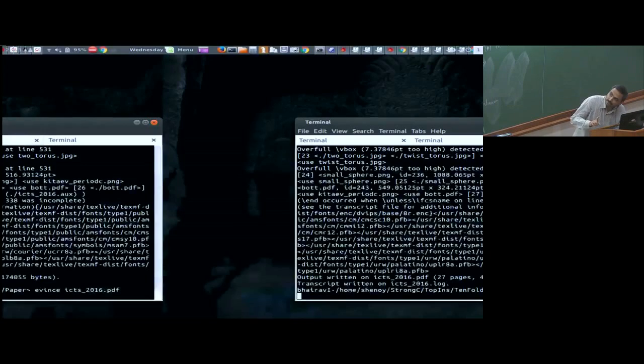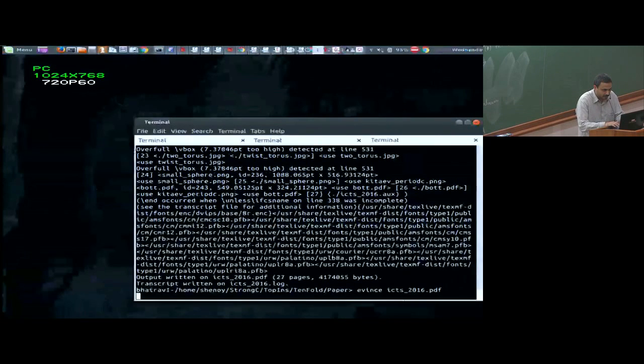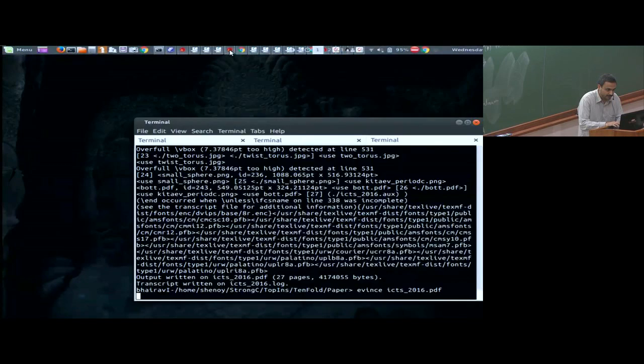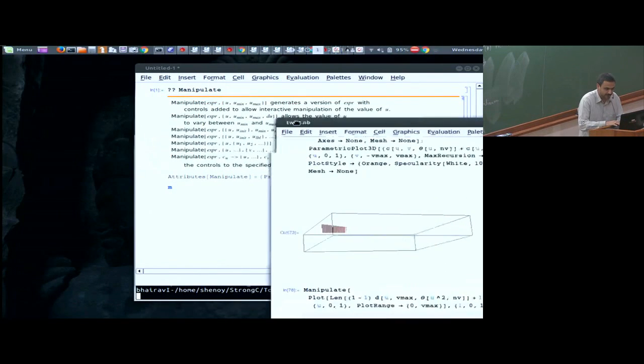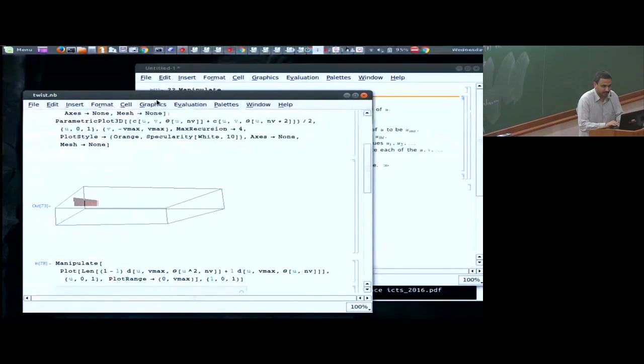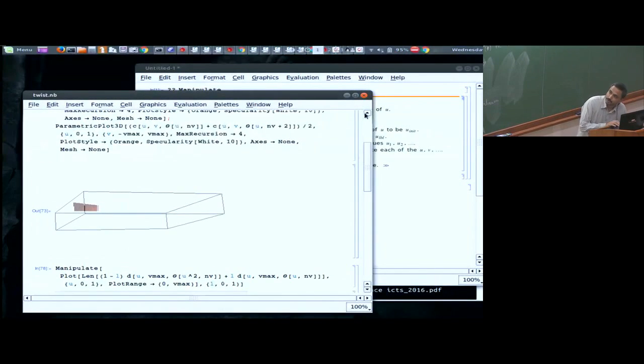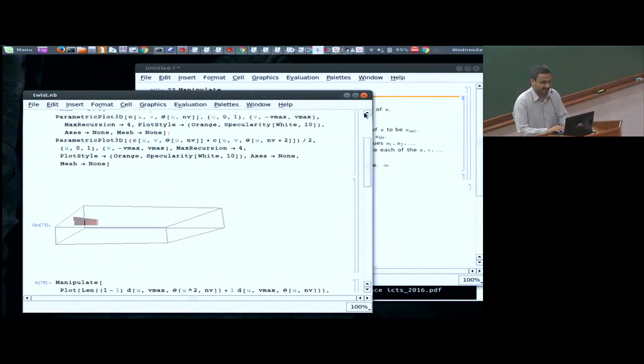Sorry, I think I have to. Yeah, it's not coming here. Do I have the Mathematica? Do you see the Mathematica there? Is it called twist? Yeah, it is. Okay. So somehow, I'm unfortunately not able to get it to work when it is static.